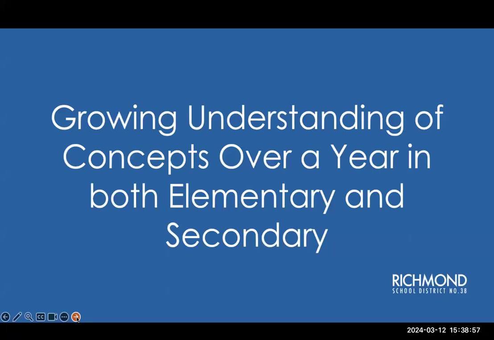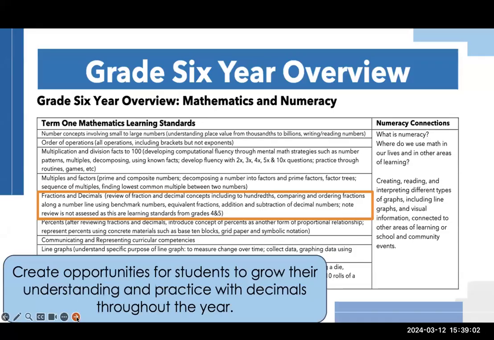So how do we grow concepts over a year in both elementary and secondary? We do have grades kindergarten through grade 7 year overviews that are posted on the portal. And again, these are just recommendations or suggestions, but they do draw upon what we know about the curriculum, as well as what we know about how students learn.